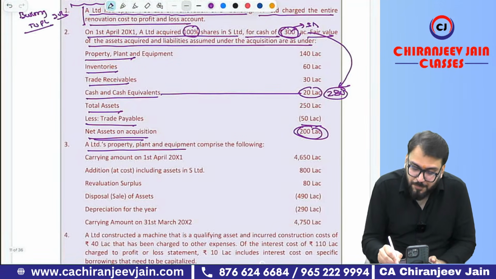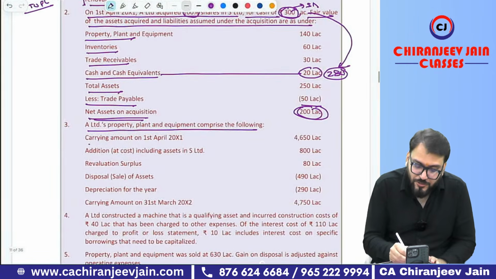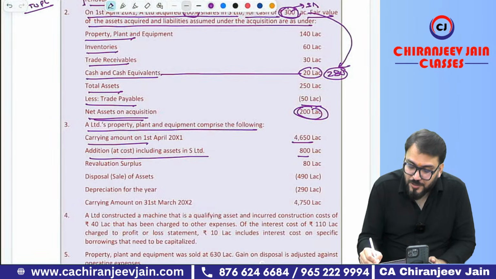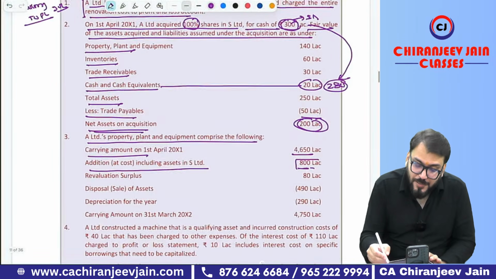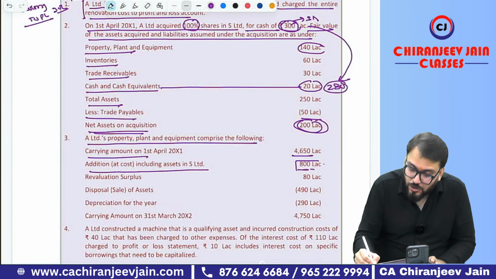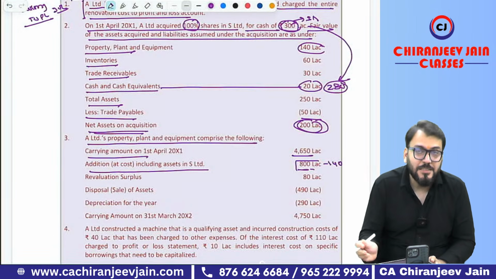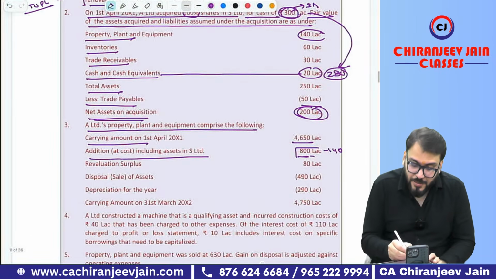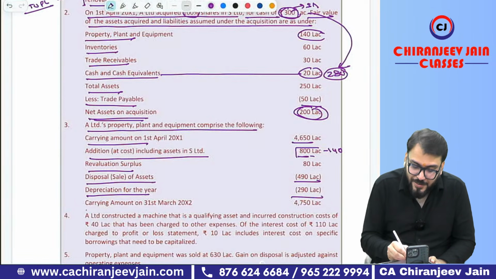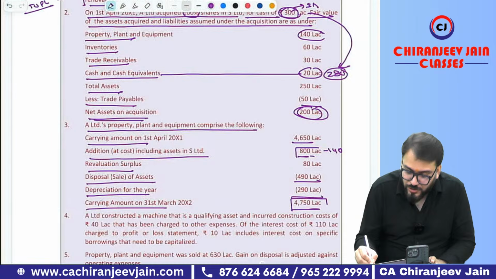A Limited property plant equipment comprise the following. You can see opening balance is given. Addition including asset in S Limited means how much? 800 lakh. Out of that, how much acquired from subsidiary company? 140. So it means minus 140. The balance will be purchased during the year. Revaluation surplus, disposal of asset 490 lakh. Depreciation for the year 290 lakh. Carrying amount is what? Closing balance.